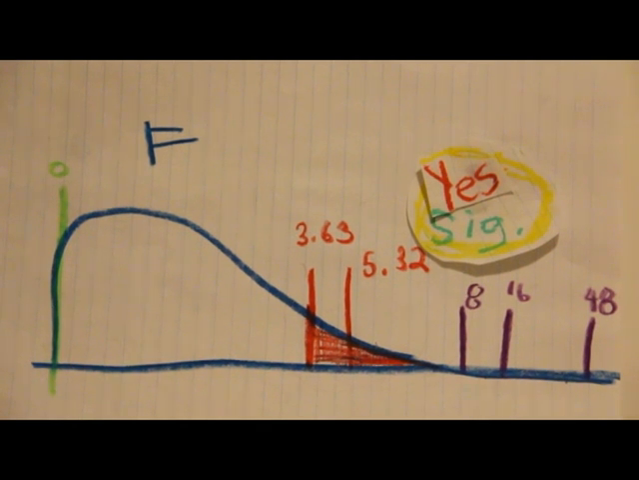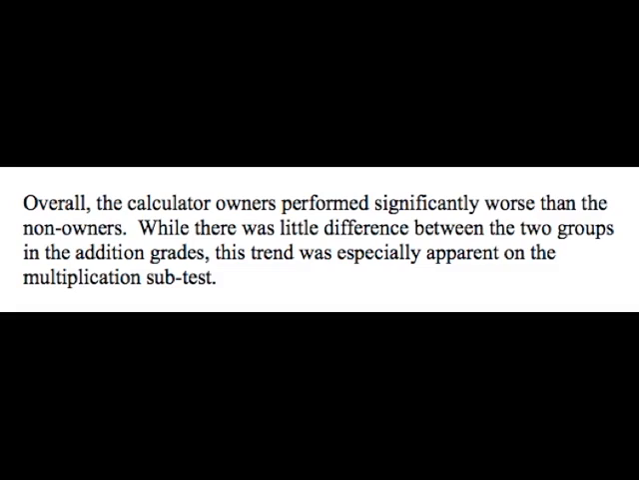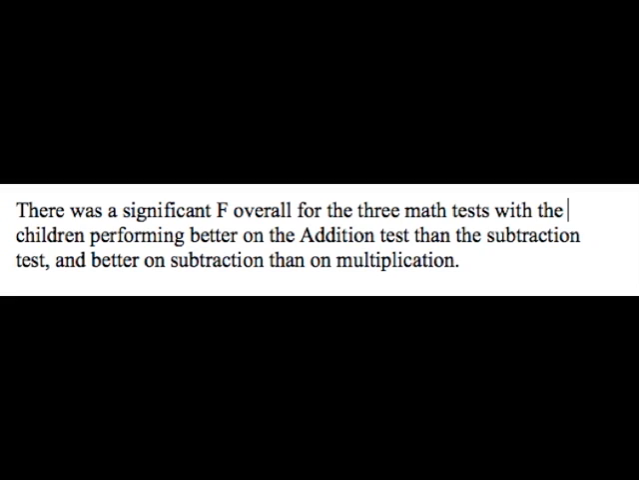If we're going to write up some nice sentences at the end of our exam question, we would say that overall, the calculator owners performed significantly worse than the non-owners, while there was little difference between the 2 groups in the addition grades. This trend was especially apparent on the multiplication subtest. Next, there was a significant F overall for the 3 math tests, with the children performing better on the addition test than the subtraction test, and better on subtraction than on multiplication.